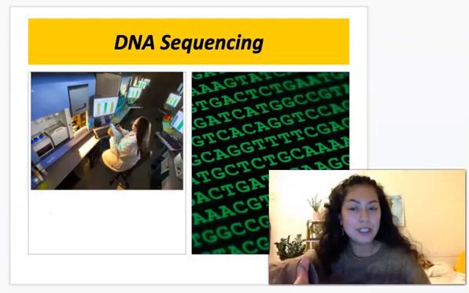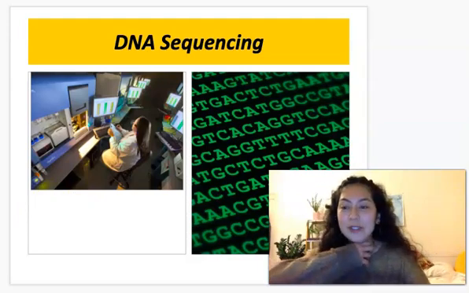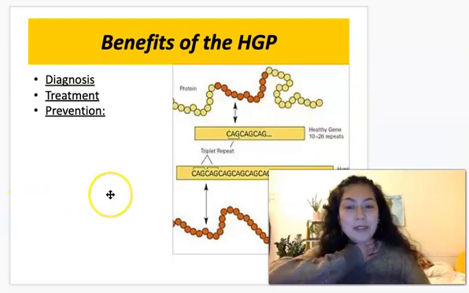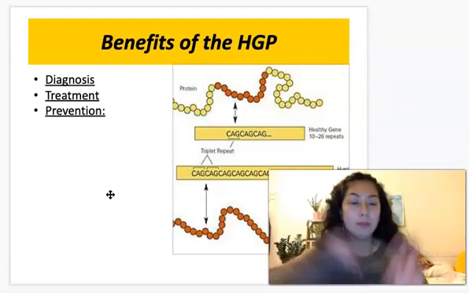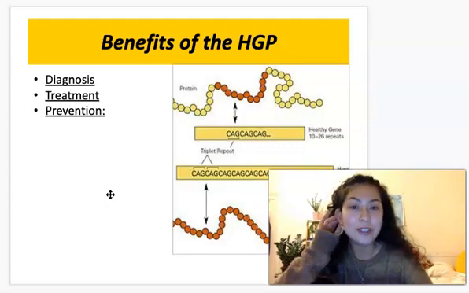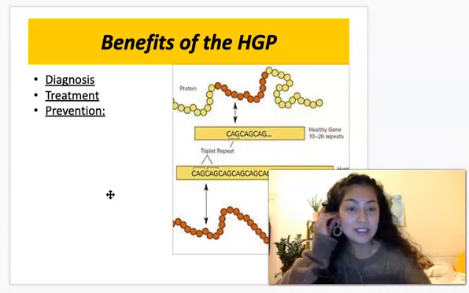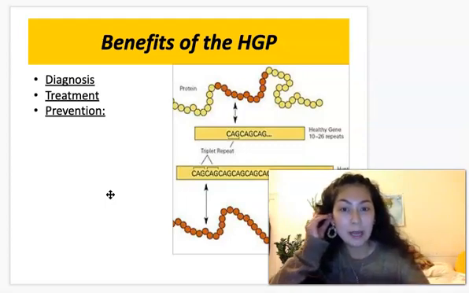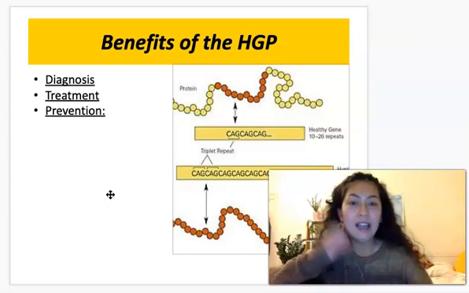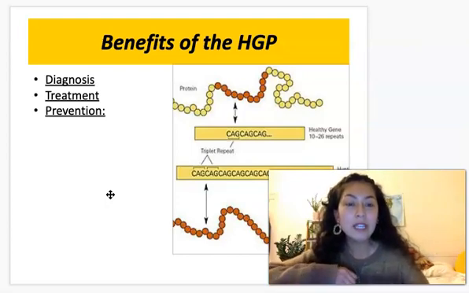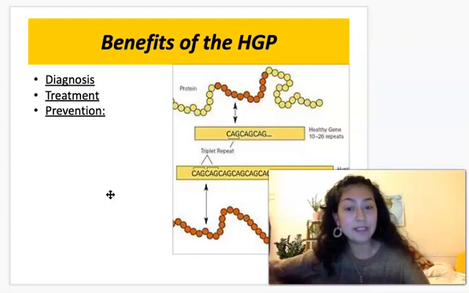So the Human Genome Project, why was it so monumental and so exciting? Well, the benefits are pretty big. If we know the full map, let's say, of the human genome, we can diagnose people if they have certain genetic conditions. And if we can diagnose them, perhaps we can treat them. And if we can treat them, maybe we can even prevent them from occurring in the first place.